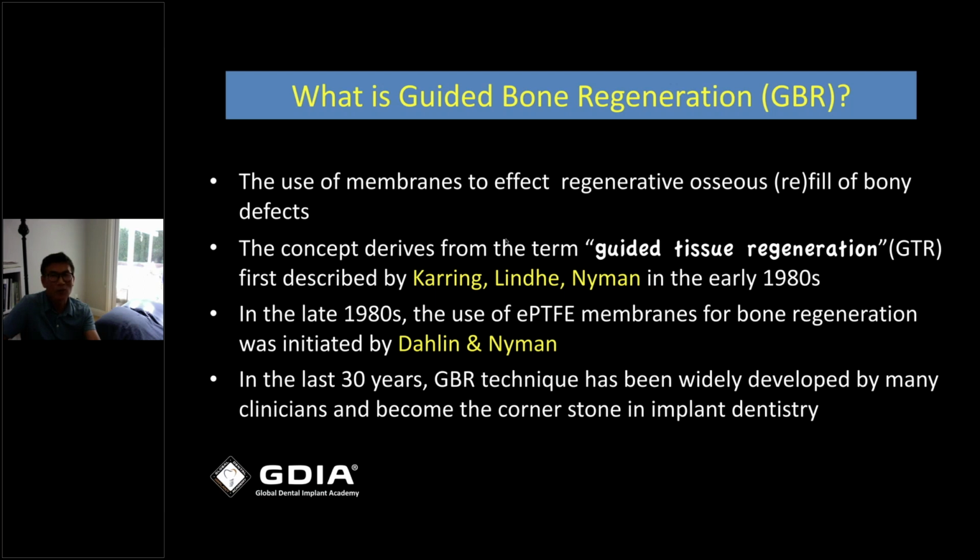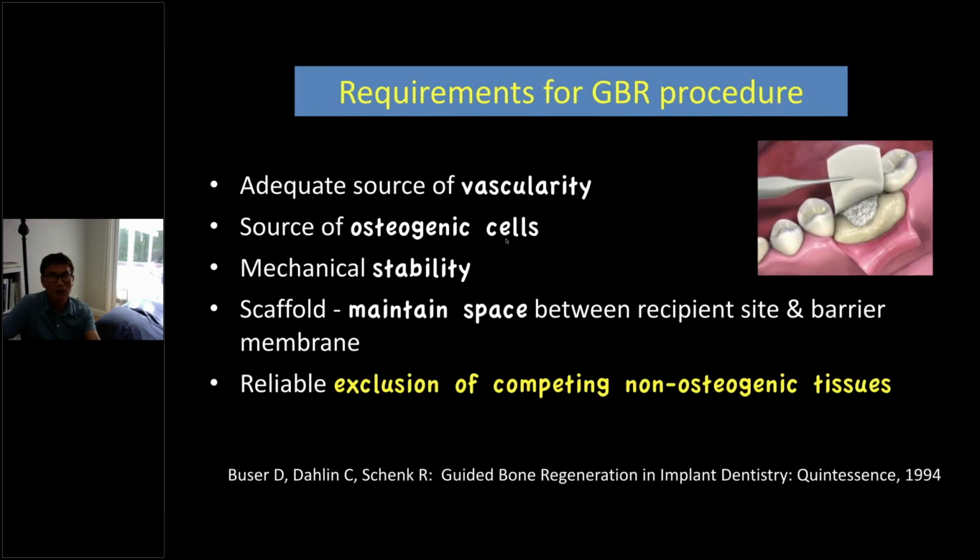We got so much brainwashed. So we're talking about GBR requirements. What is it? Because there's either non-resolvable or resolvable membrane, you need an adequate source of vascularity. You need a source of osteogenic cells. And then mechanical stability until it's settled down, like when you do concrete patchwork, you don't want to step in until it's solid.